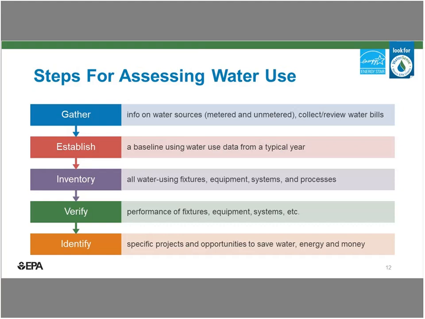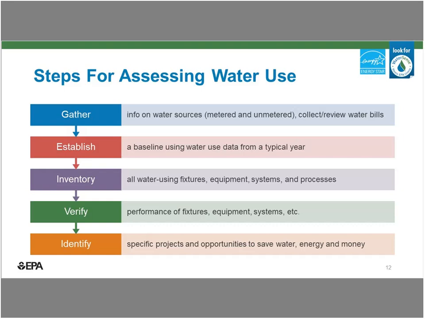Then you need to also establish a baseline that uses the typical year to calculate how much water your facility generally uses, and then you can use that to see if there are differences or spikes in your water use. Then you also need to do an inventory of all of the fixtures and equipment and processes that are using water within your facility, because that'll help you narrow down which ones may be inefficient or need to be repaired. And then once again, you have to verify the performance of them to make sure that they're not leaking or using twice as much water as you expect, because sometimes you can't tell.